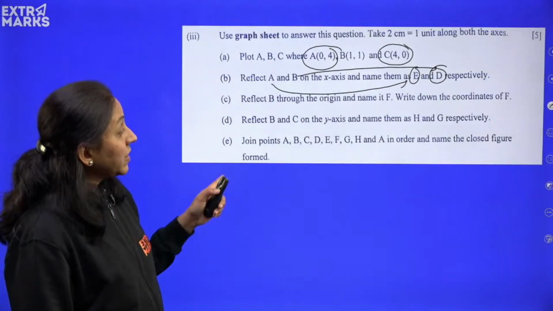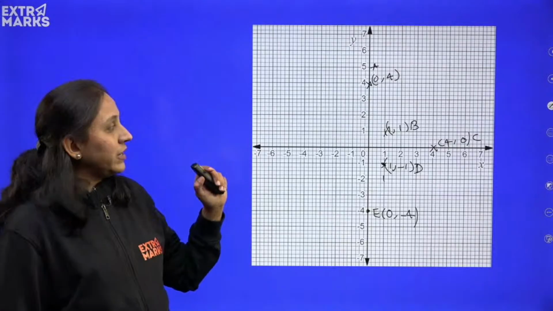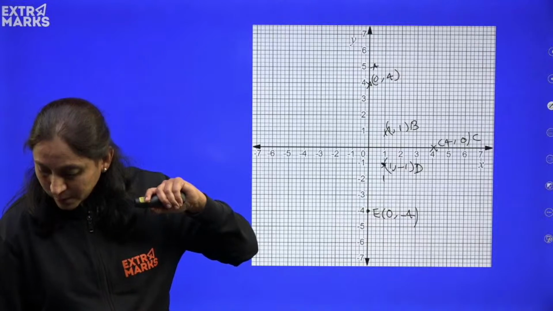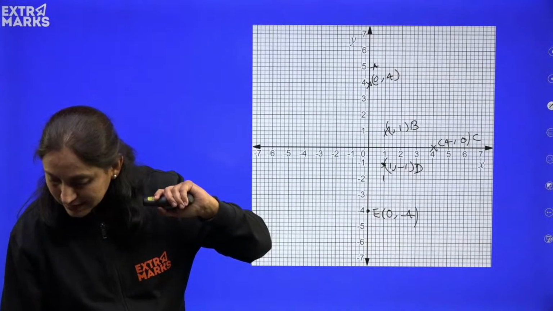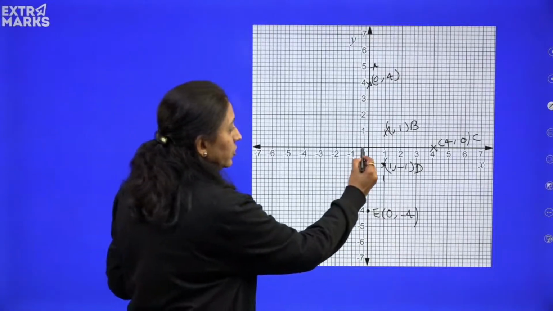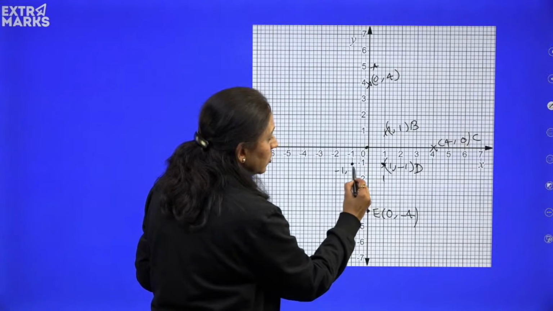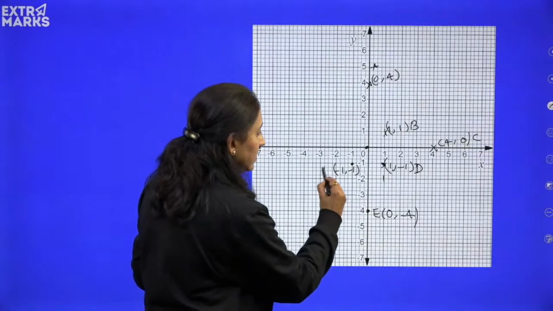Next, reflect B through the origin and name it as F. What will be its coordinates if you reflect through the origin? If the coordinate of B is 1, 1, what will be its reflected point? Can somebody answer? It will be minus 1, minus 1, because if you reflect through the origin, both the signs of the coordinates will change, and we name this as F.